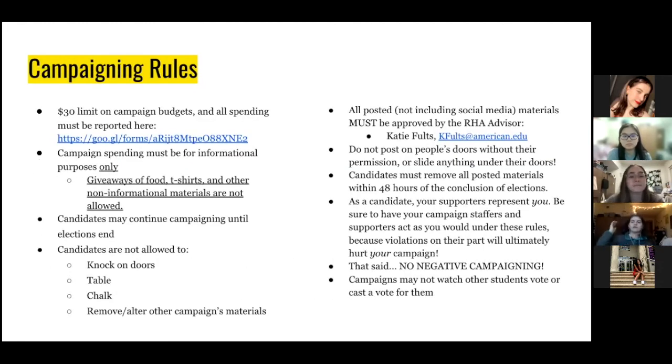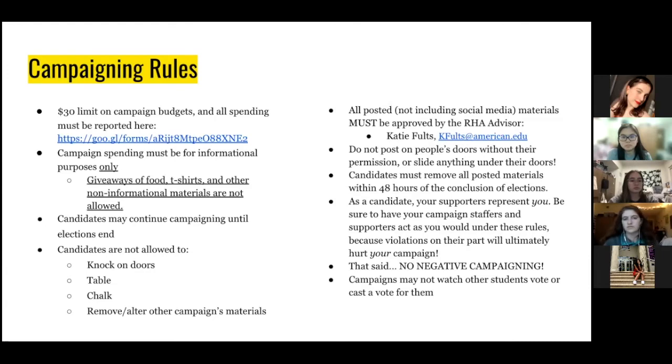So campaigning, I'm just going to go over this very quickly, but there is a $30 limit. And there's a Google form to fill out when you spend money. So if you're printing out flyers or something, you can report that there. You can't give away any food or anything that would be kind of like a bribe, like clothing, anything like that. It can only be informational.